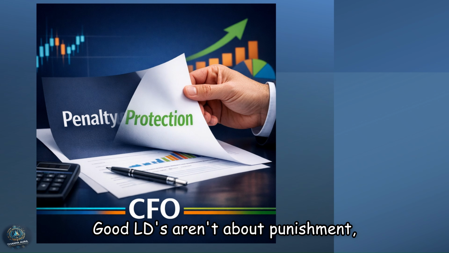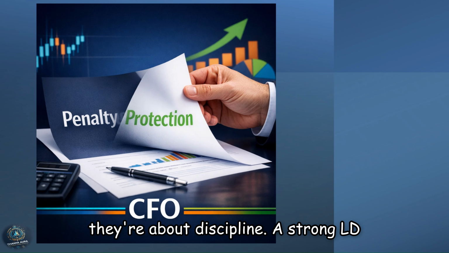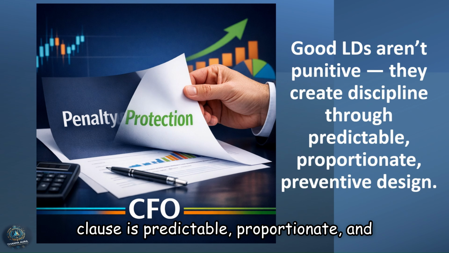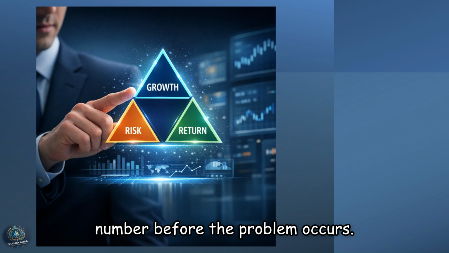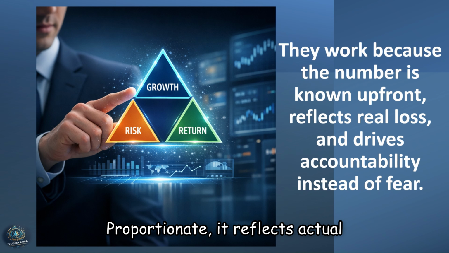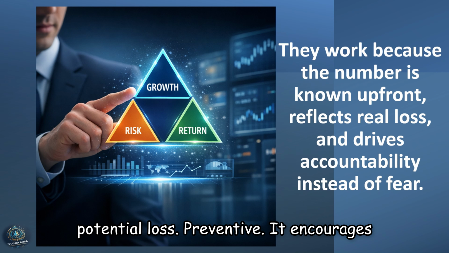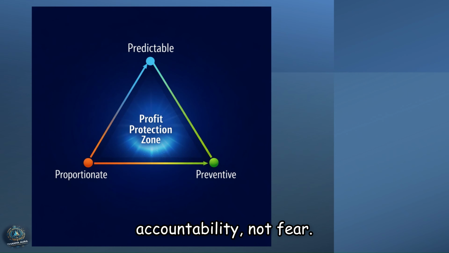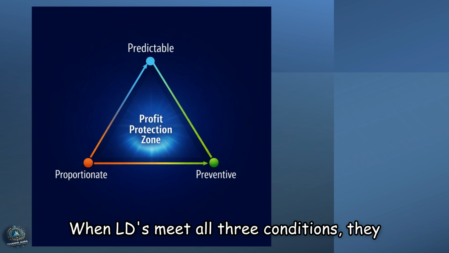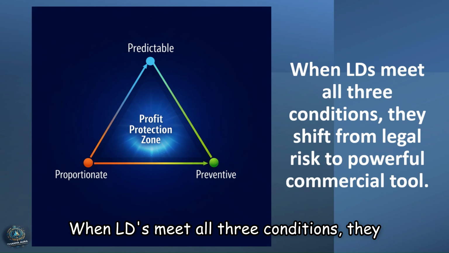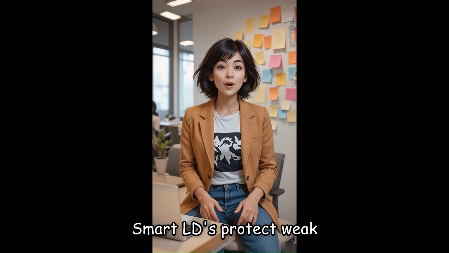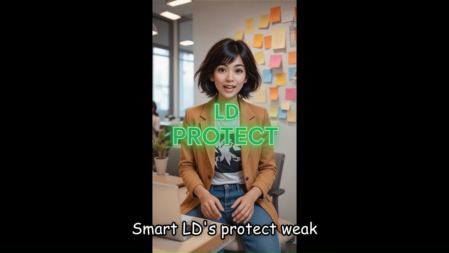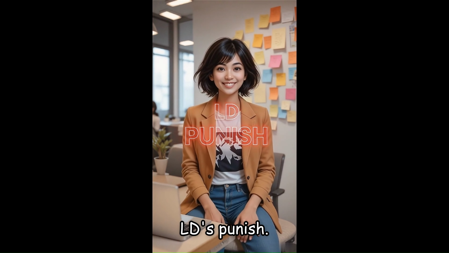Good LDs aren't about punishment. They're about discipline. A strong LD clause is predictable, proportionate, and preventive. Predictable. You know the number before the problem occurs. Proportionate. It reflects actual potential loss. Preventive. It encourages accountability, not fear. When LDs meet all three conditions, they stop being legal risks and become commercial tools. Smart LDs protect. Weak LDs punish.